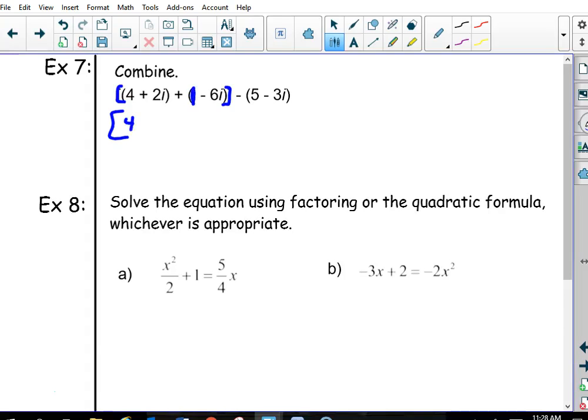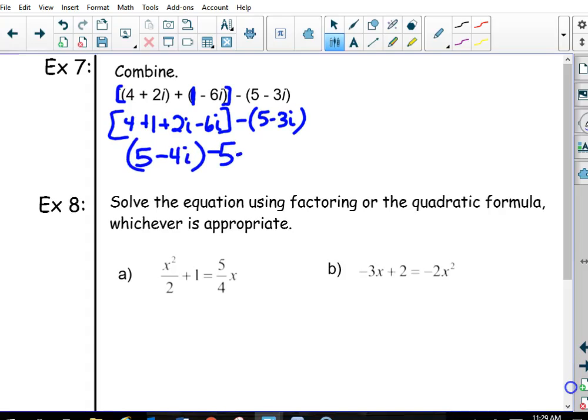Yeah. 4 plus 1 plus 2i minus 6i. We get 5 minus 4i minus 5 plus 3i. So 5 minus 5, that goes to 0. -4 plus 3, this gives me a -i.